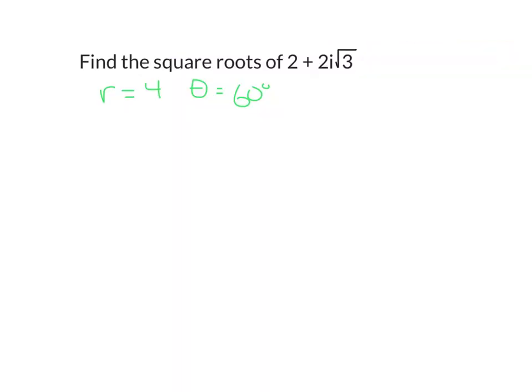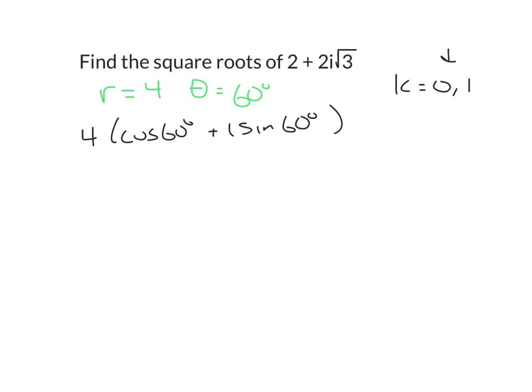All right, stay with me on this one. I went ahead and found my r and my theta like I did a minute ago. So the trig form would be 4 times cosine 60 plus i sine 60. And because I'm finding a square root, my k, I'm going to use 0 and 1. You remember you always go one less number than your root. You'll do the number of numbers of your root, but they'll end up one less.